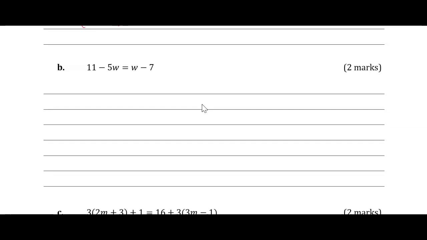All right, question B. We've got -5w equals w. So this is smaller if you think of it in terms of a number line. So I'm going to add 5w to both sides. So we're left with 11 equals 6w minus 7. And then getting rid of that minus 7. Sorry, 7, not 8. 11 plus 7 is 18 equals 6w. So divide both sides by 6. They cancel out. So 3 equals w, or w is equal to 3.